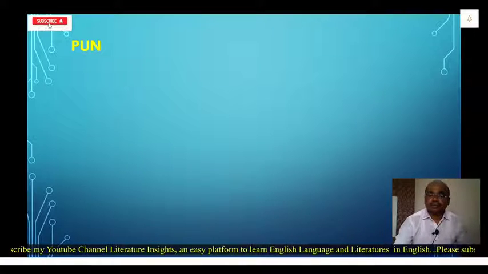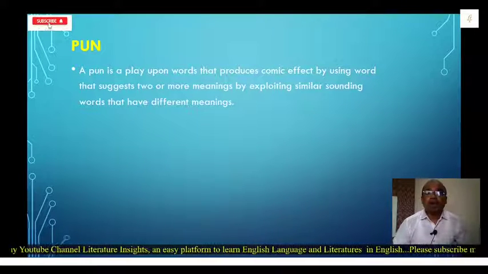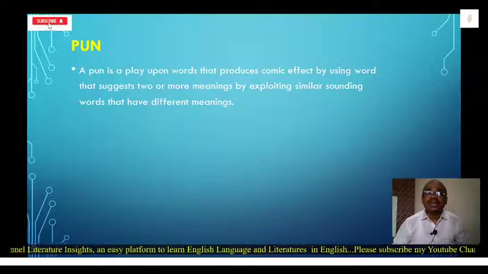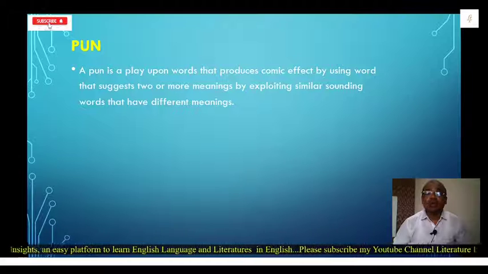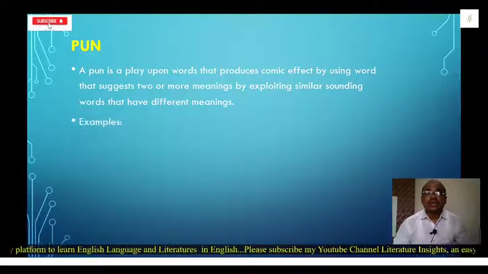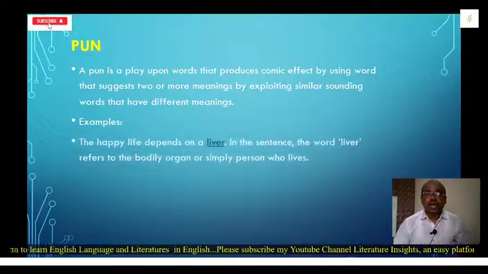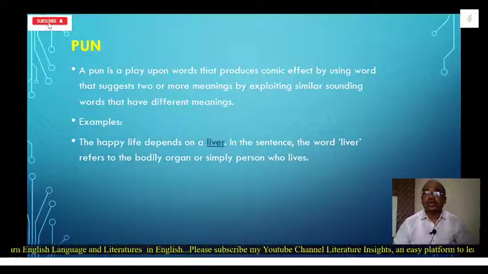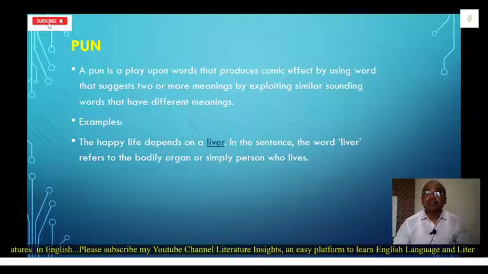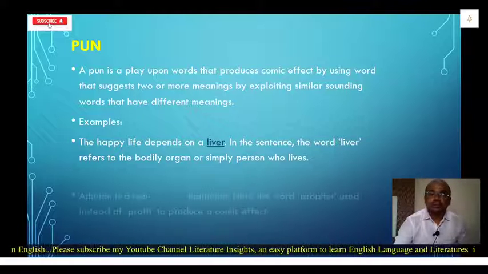Then pun. A pun is a play upon words that produces a comic effect by using words that suggest two or more meanings, exploiting similar sounding words that have different meanings. So now here are examples of pun. "The happy life depends on a liver." Here the word liver has two or more meanings. In this sentence the word liver refers to the bodily organ and simply a person who lives.